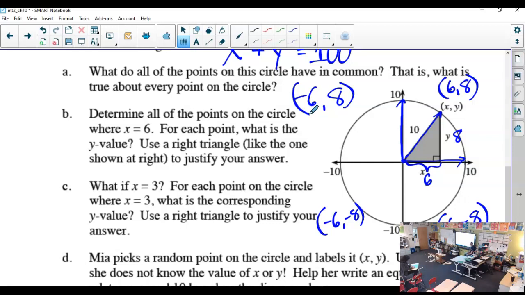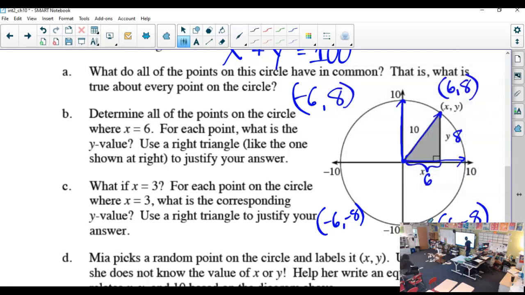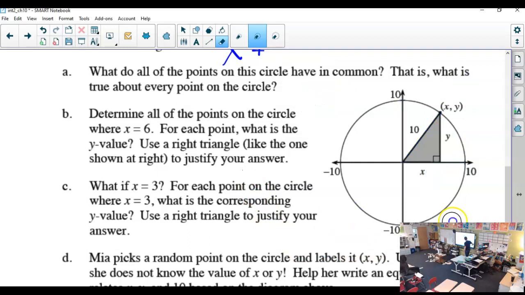All right. Well, fine. That felt too easy for you guys. What if x is 3 then? With this same circle, is that as easy?